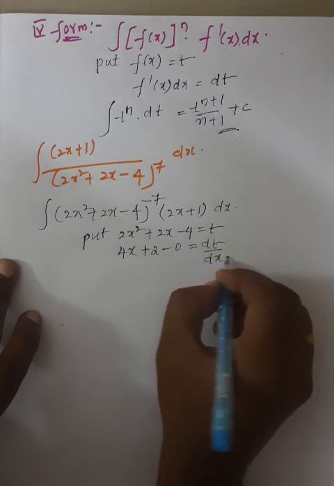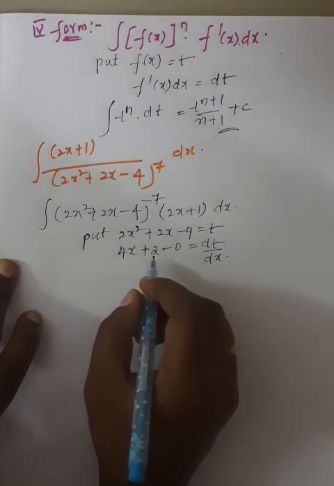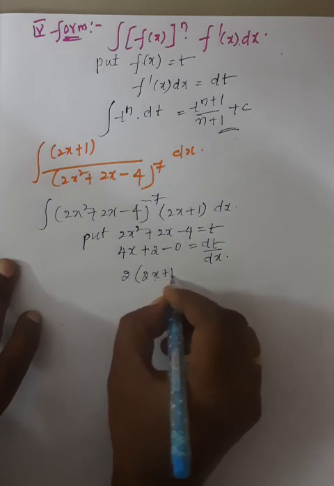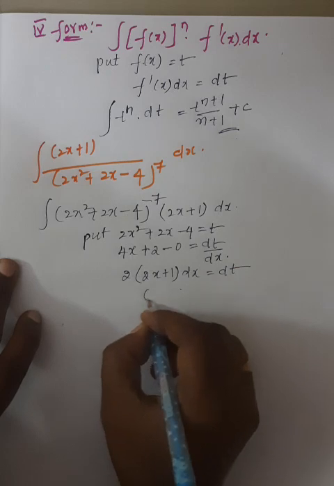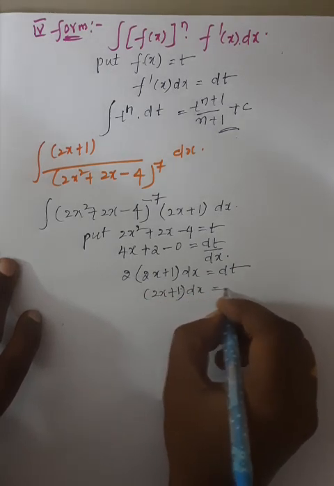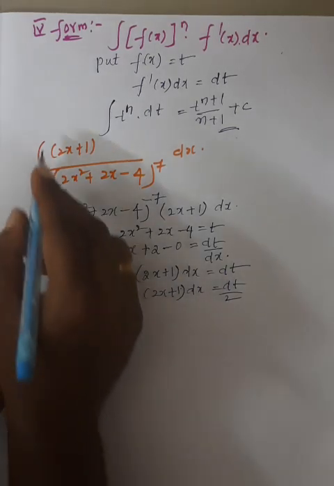So here from this 4x plus 2 we can take common 2. So 2 into 2x plus 1 into dx is equal to dt. Therefore 2x plus 1 into dx will become dt by 2. So 2 goes to the bottom. Now substitute in the question.